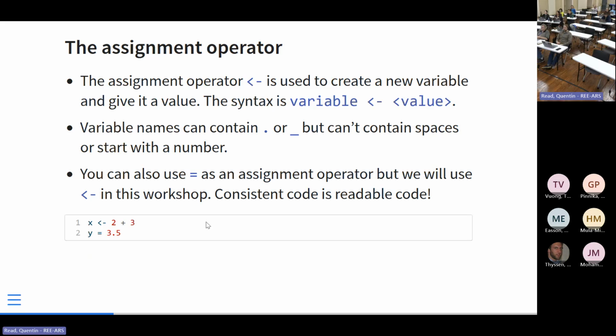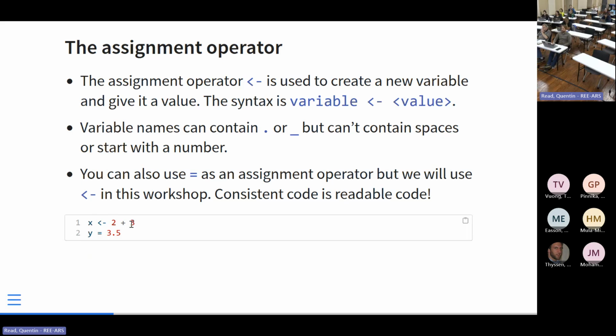Variable names cannot contain spaces or start with a number, but they can have dots or underscores in them. You might see code where people use the equal sign as the assignment operator, but for consistency, I'm always going to use this arrow. It's always good to be consistent when you write code. It makes it easier for you to diagnose problems with it and for other people to use it. So here's some different assignments.